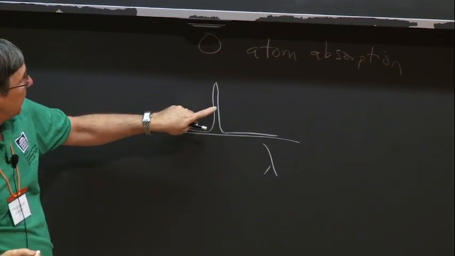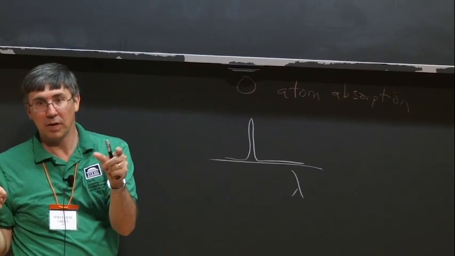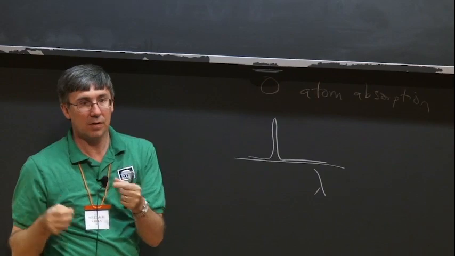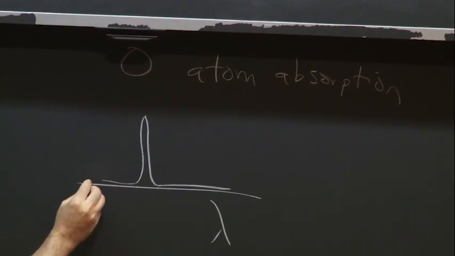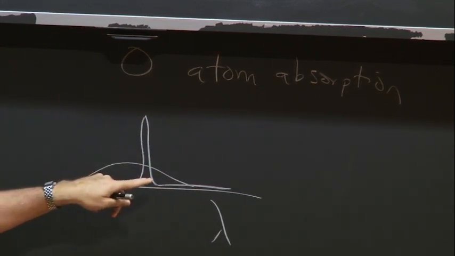But the width of this depends on the Doppler width. It means how fast the molecules are moving. Because of the Doppler effect, if it's moving towards you or away from you, you have a red shift or a blue shift. So you get a tiny width here. If the O atoms are hot, the spectrum will look like this. It'll be broad because the Doppler effect is big.